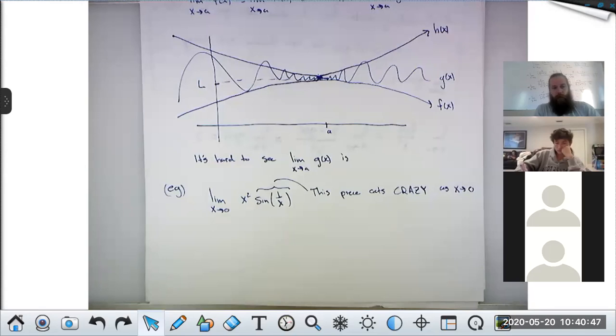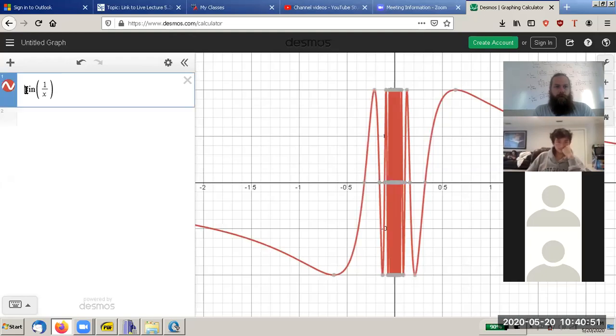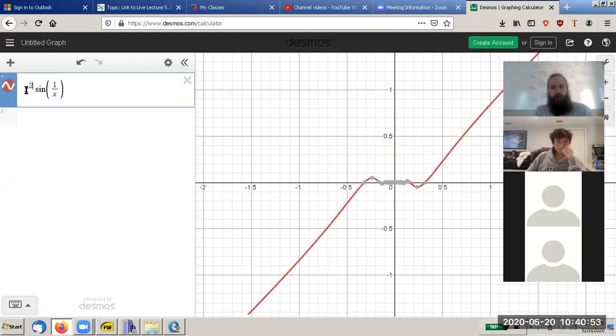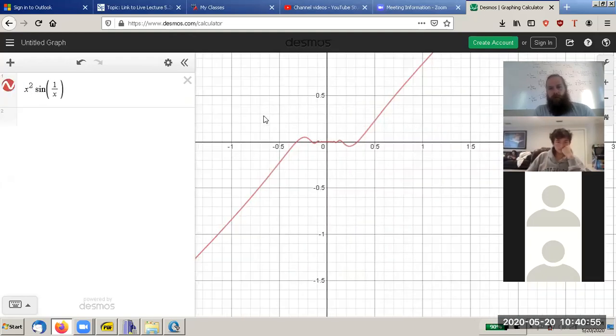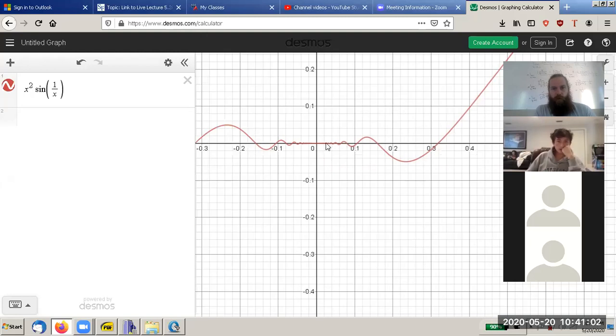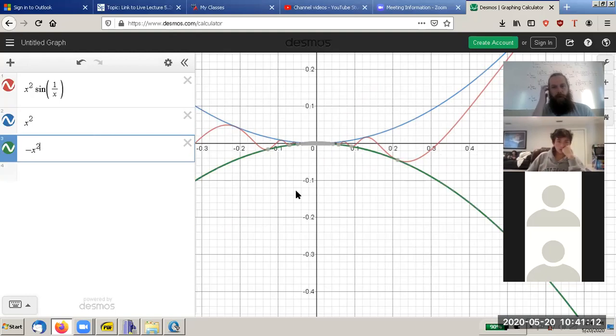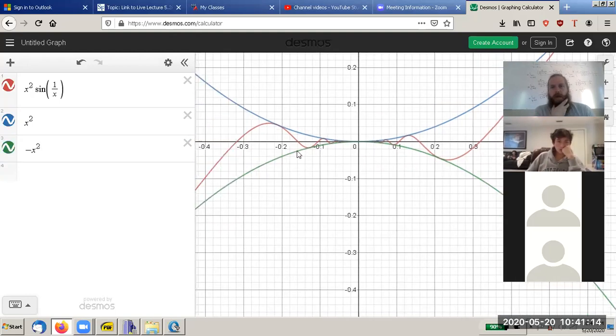Now, if I look at the graph of x squared times sine of 1 over x, you'll be able to guess what that limit is. Looks like it's getting smushed down here to zero. And then the picture for the squeeze theorem: here's your upper bound function, here's your lower bound function. Notice that the red is trapped between the blue and the green.